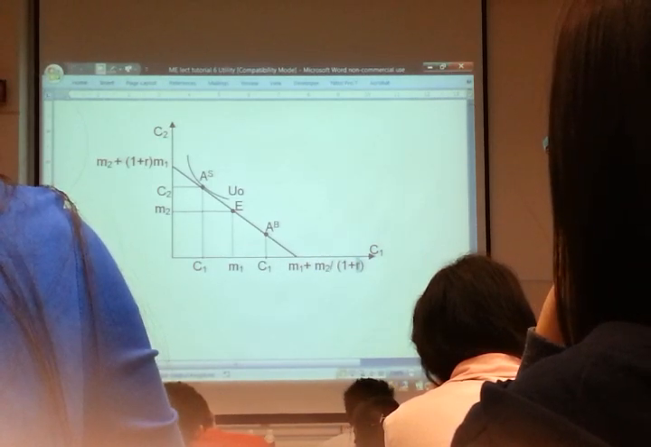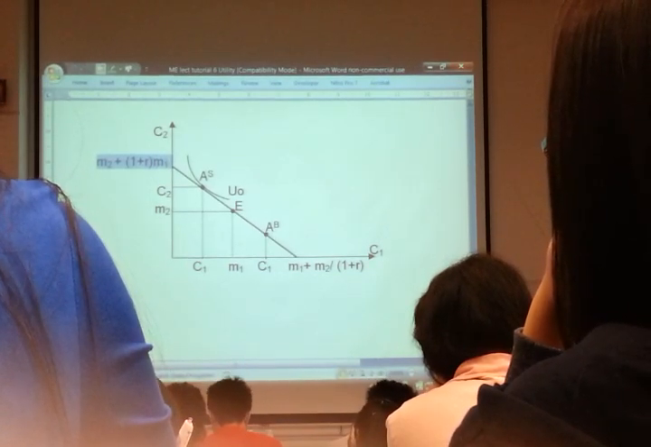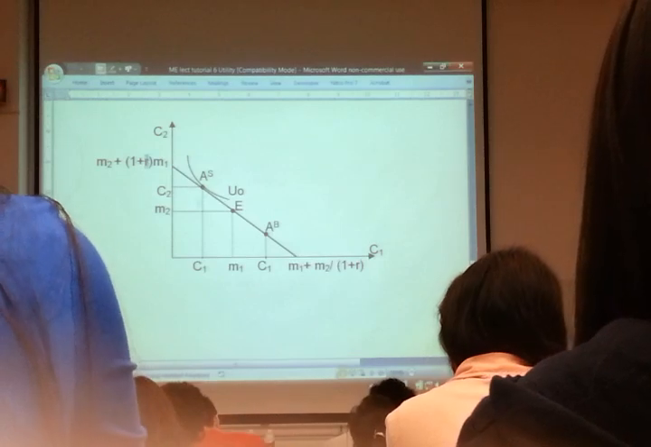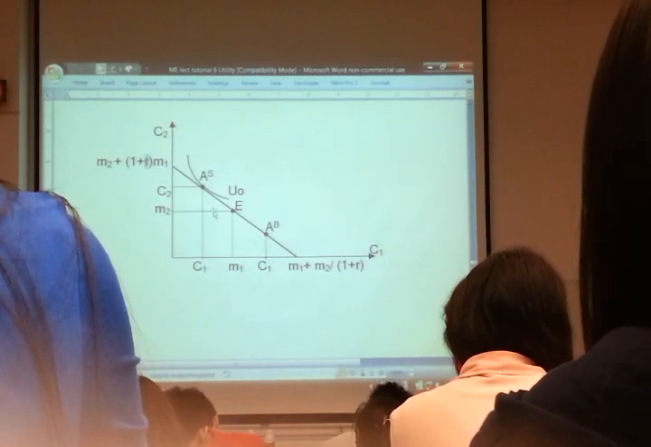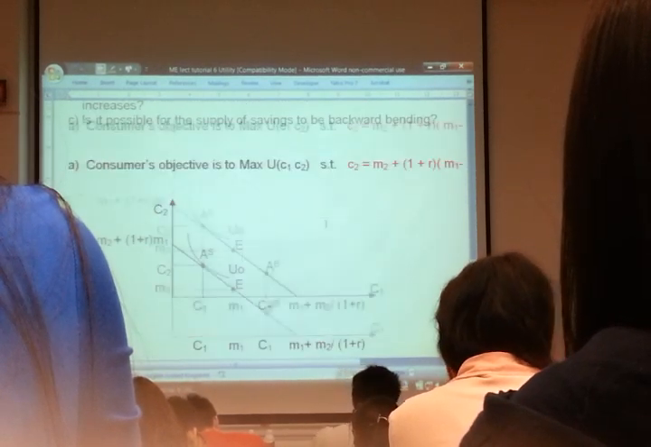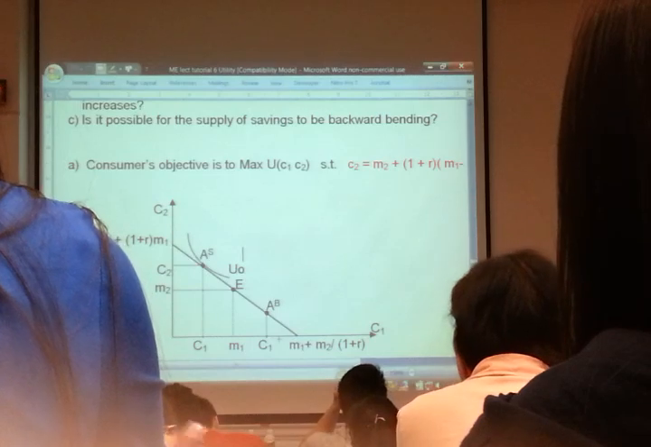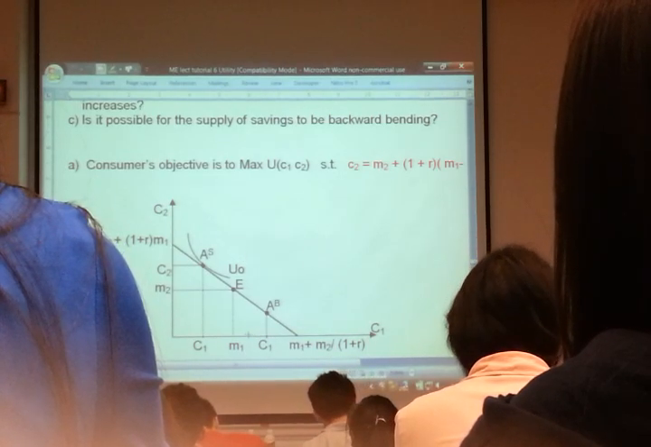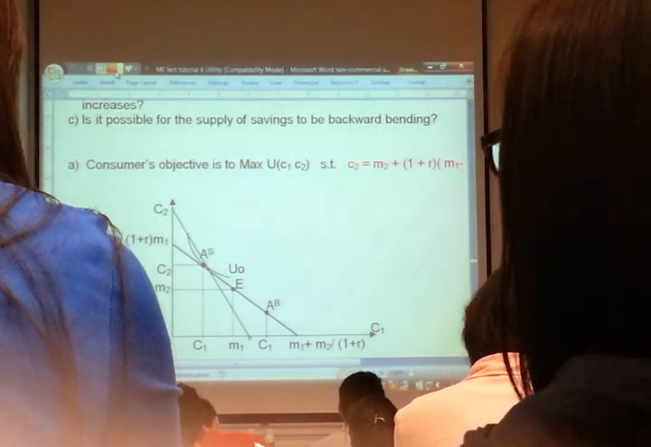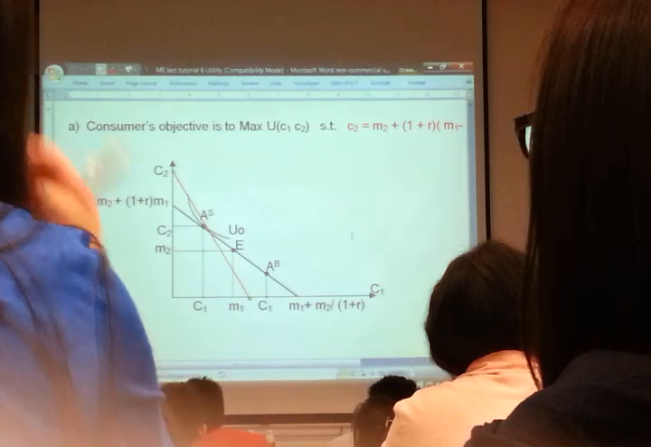Okay, so I know for sure this point moves left. What about this point? Move up or down? Why do you say up? Because R is here, so when R goes up, this goes up. And therefore, the budget line will shift this way. Which person is right or wrong? Wrong.